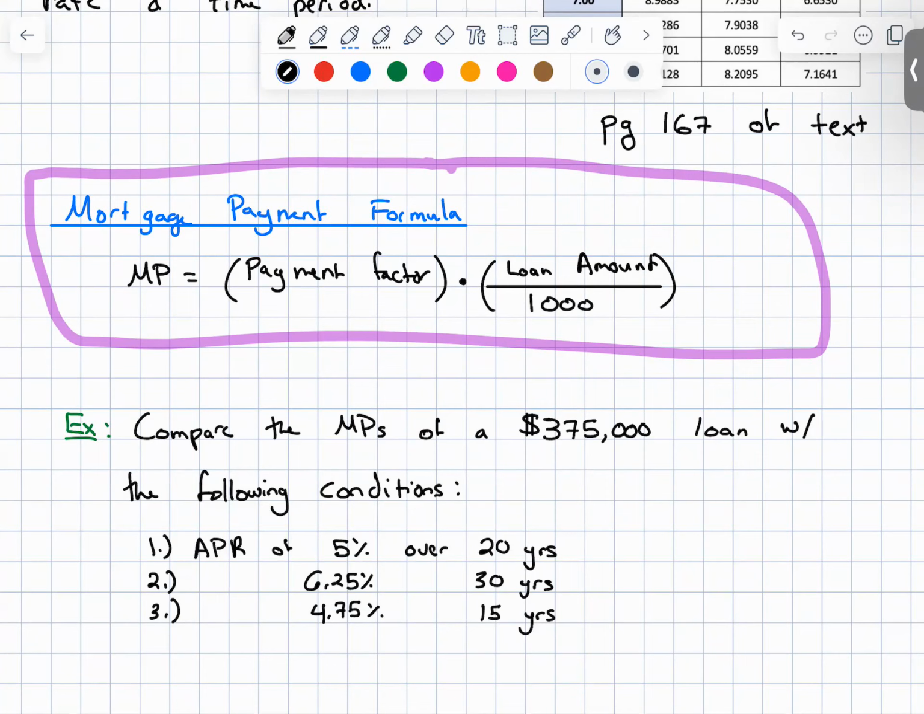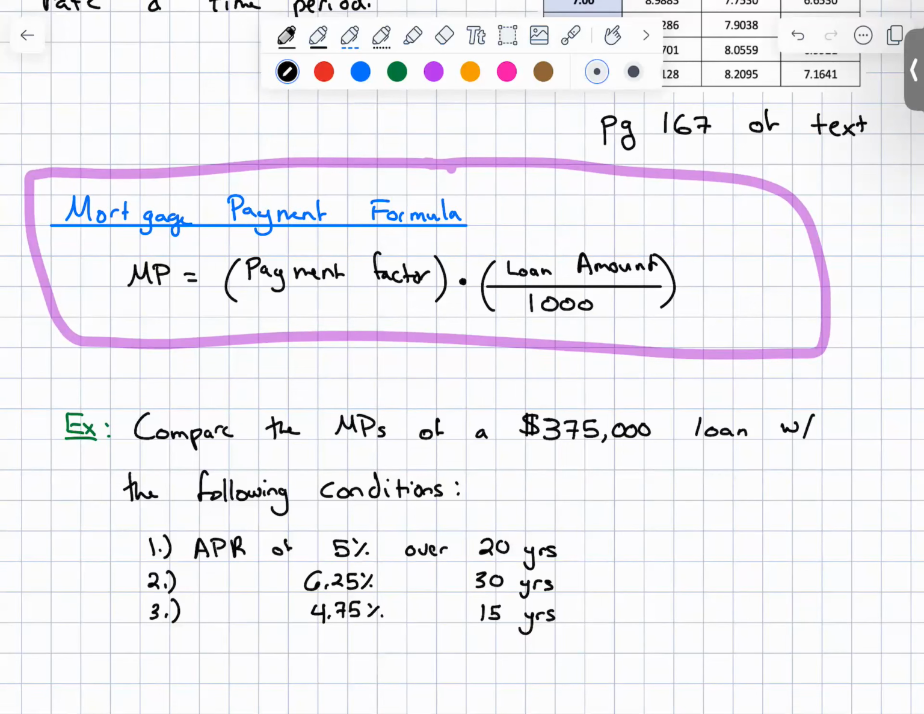I did this one specifically so that we could use the payment factor three times in a row, back to back, to know how to use the chart. Just write that down.